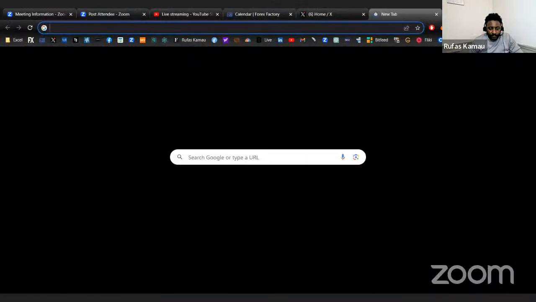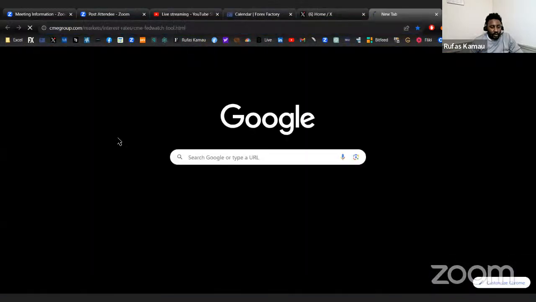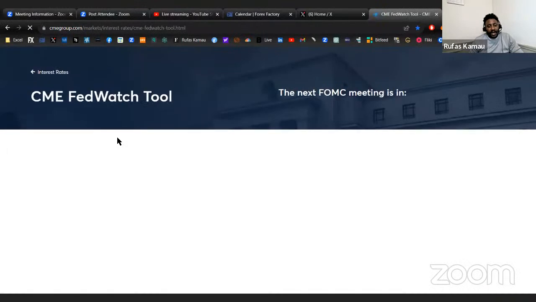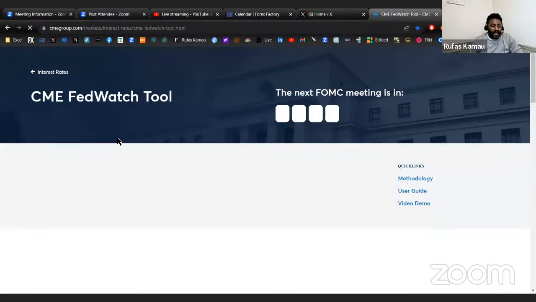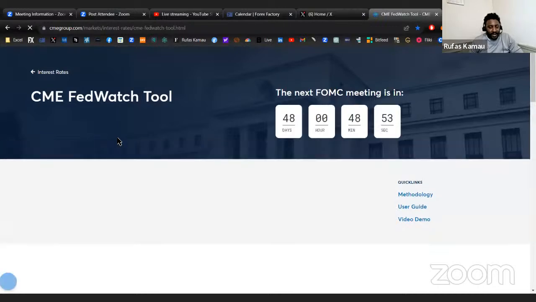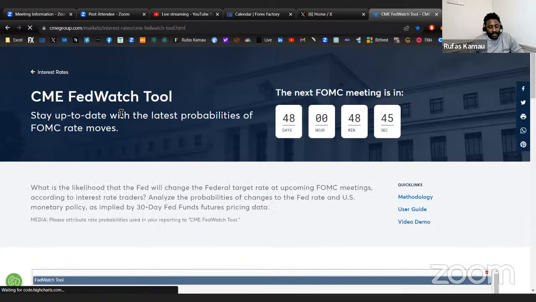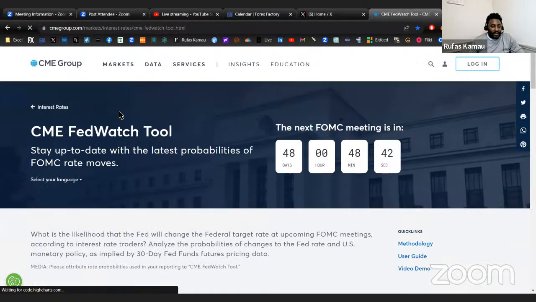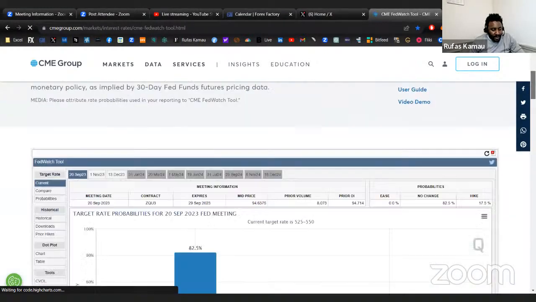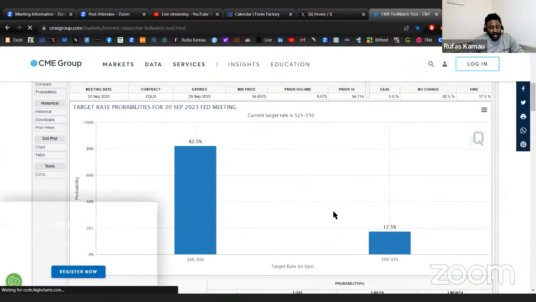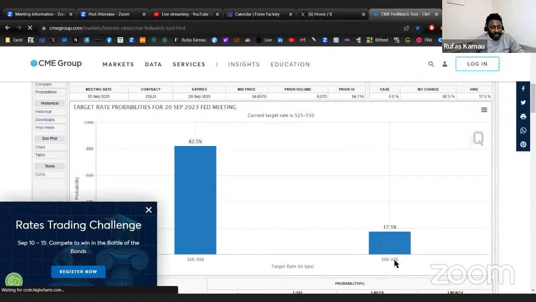There's a very important tool that we normally use to estimate the decision that the Fed will make. While new data comes up, we see that data being reflected in the Fed futures market. The CME FedWatch tool basically shows the probabilities of either the Fed hiking interest rates or holding them level. The next meeting is in 48 days from now.